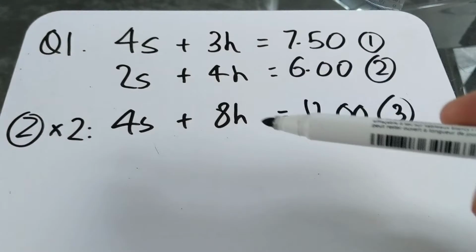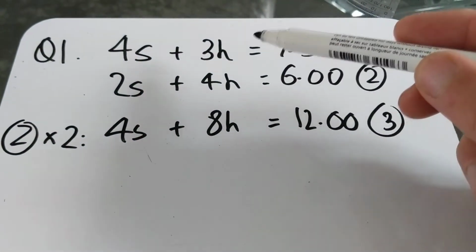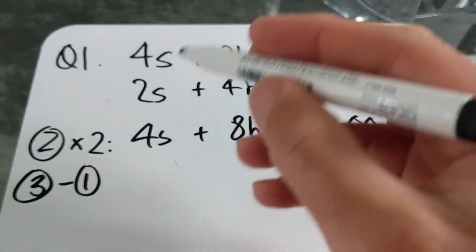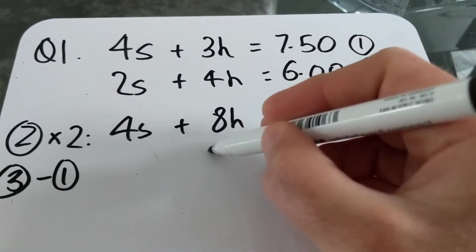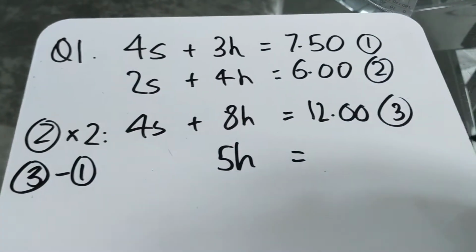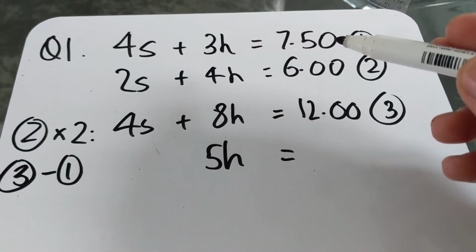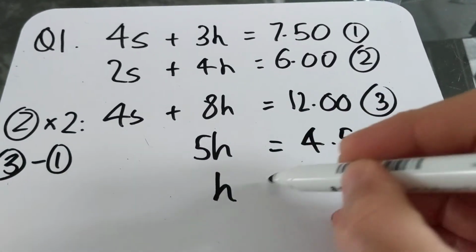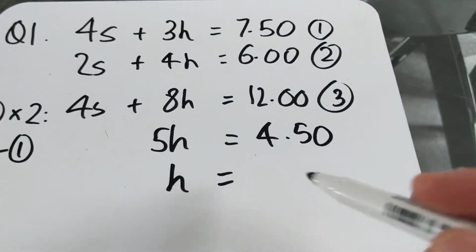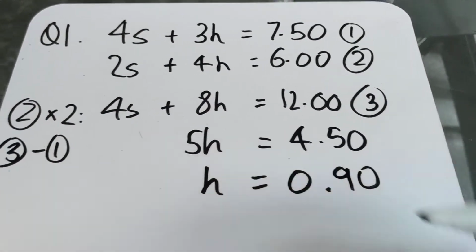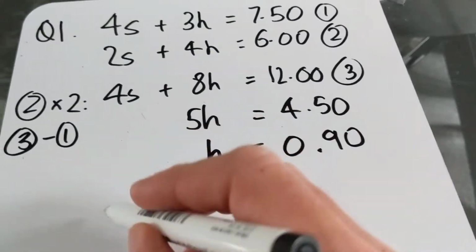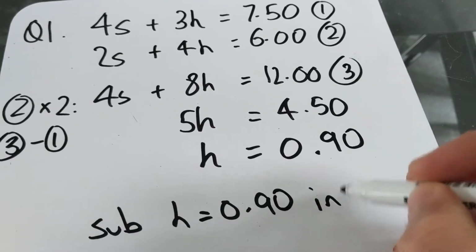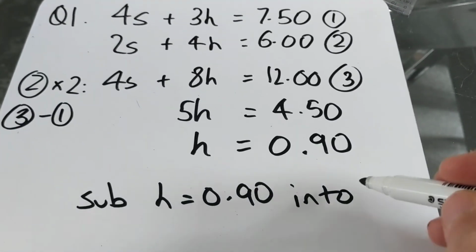Then to work out what s or h is, we get the same amount of s's here and here. If we do this equation, subtract this equation, so equation 3, take away equation 1, 4s take away 4s will cancel, 8h take away 3h is 5h, and 12 take away £7.50 would be £4.50. So dividing both sides of this little equation here by 5 would give us 90p.